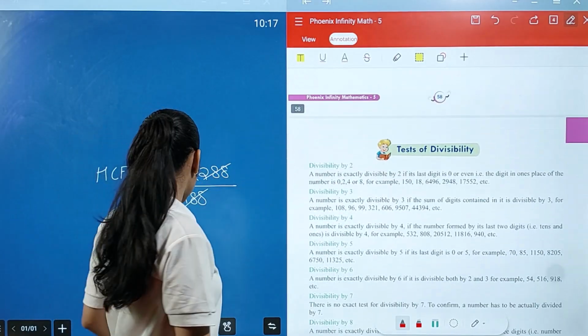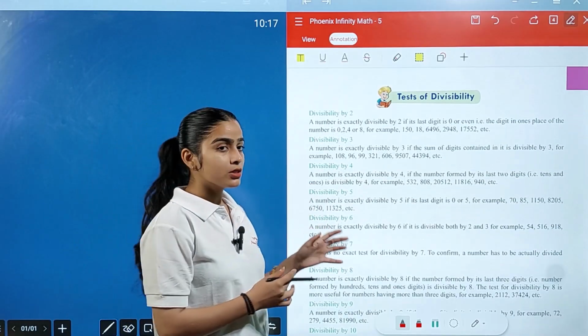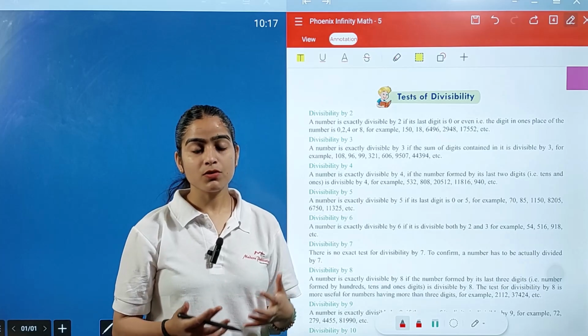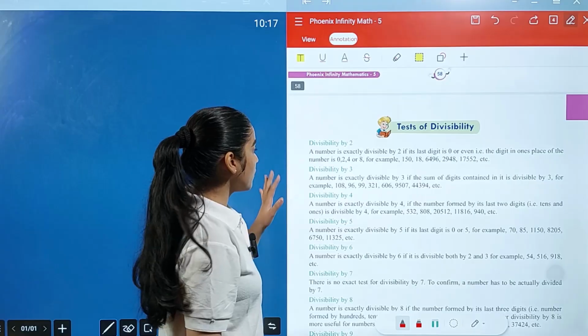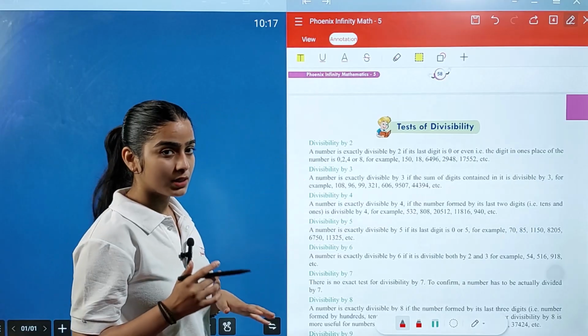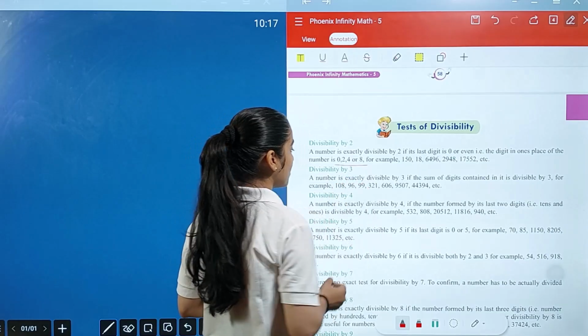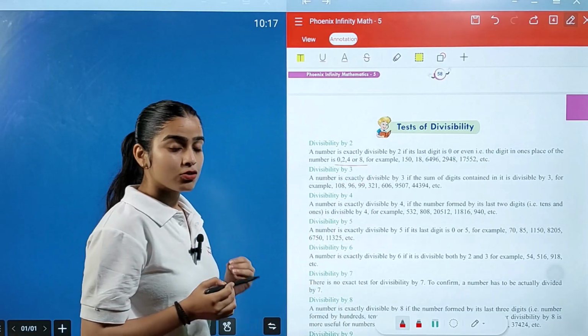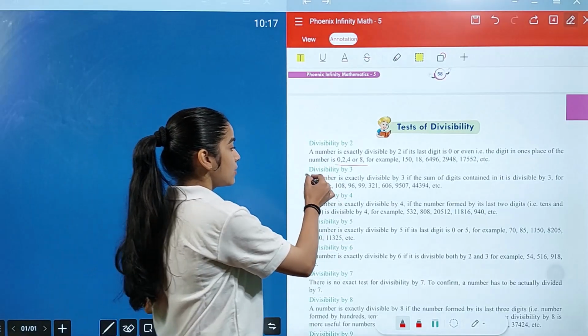Now move forward to a new concept, which is test of divisibility. By doing this, you can easily identify those numbers which are exactly divisible by the given number or not. For example, if you have to find out whether the given number is divisible by 2, what you have to notice is if the end digit of that number is 0, 2, 4, 6, 8, you can simply say that the number is divisible by 2. Next, divisibility by 3.